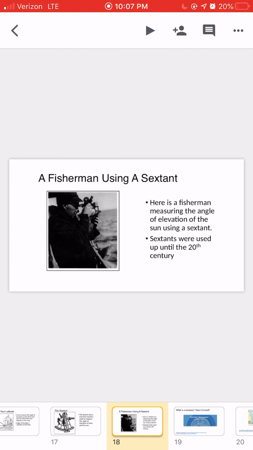So, a fisherman using a sextant. Here's a fisherman measuring the angle of elevation of the sun.